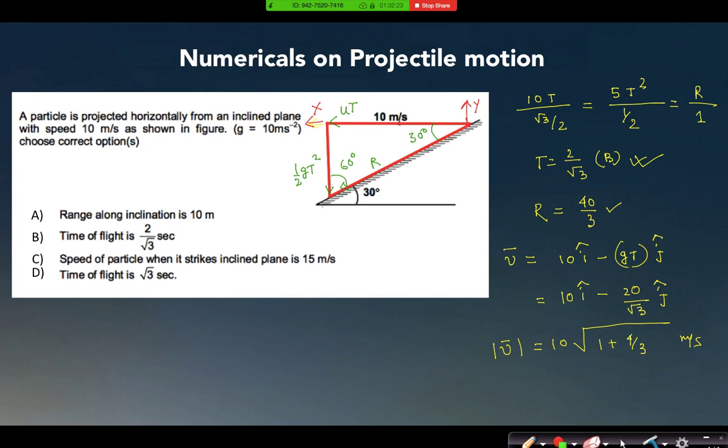Yes, sir. 10 i cap minus gt j cap. Let us write it Vx plus Vy. Do you remember the formula for Vy? Uy plus Ay t. Now what is Uy here? 0. Its initial y direction velocity is 0 because it was projected along a horizontal line. And acceleration is minus g and time t. So that is why I have written Vy is minus gt j.